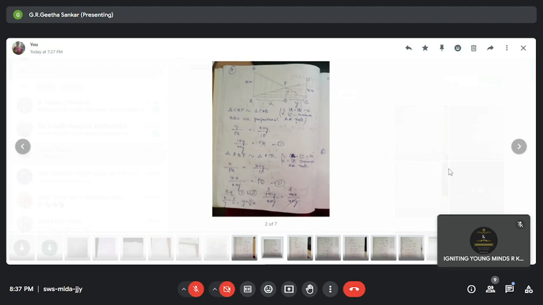Similarly, if we take the triangles ABC and QPC, May I share? These two are similar.